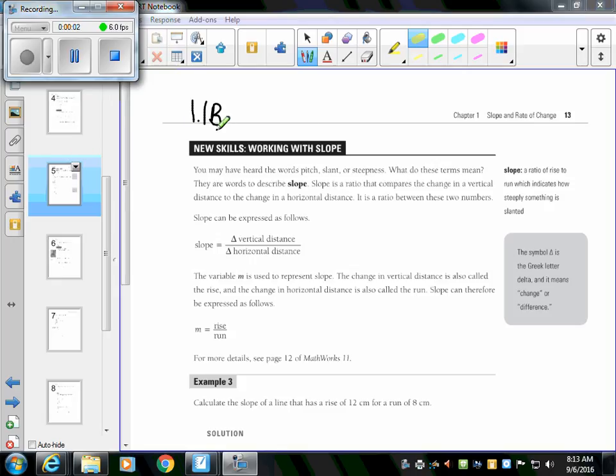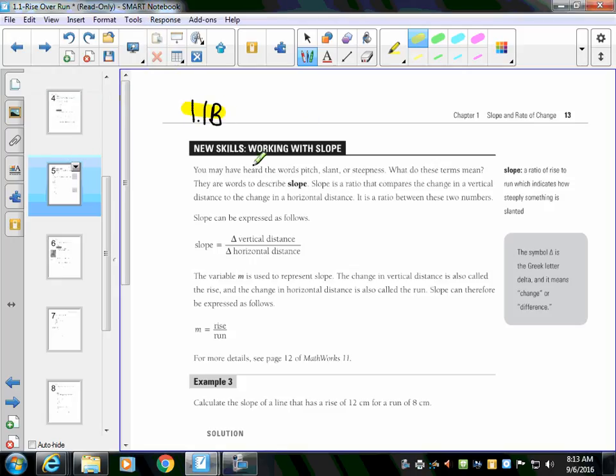So today we're going to look at section 1.1b. We're just working with slope. You have heard the words pitch, slant, steepness. Basically, these three words are all ways of describing slope.